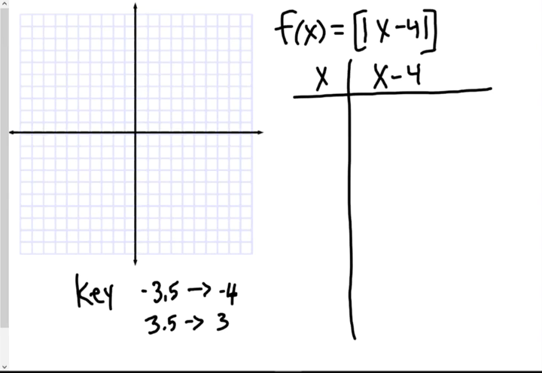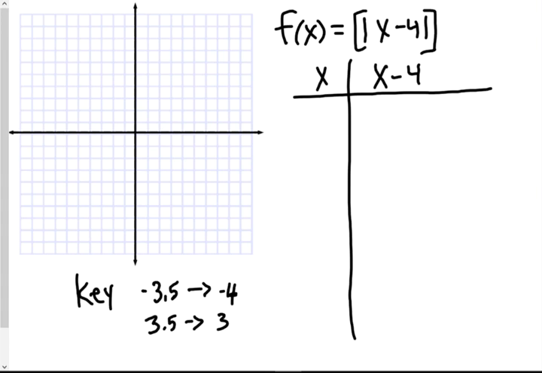Students will be talking about the greatest integer function, or the step function. Remember, the greatest integer function is the value that is the largest integer less than or equal to x. So if you look at the key down at the bottom, negative 3.5, what is the greatest integer, the largest integer less than or equal to negative 3.5? It's going to be negative 4.